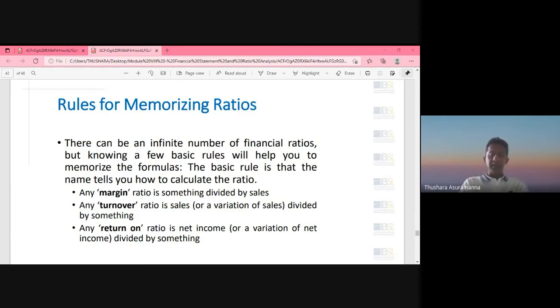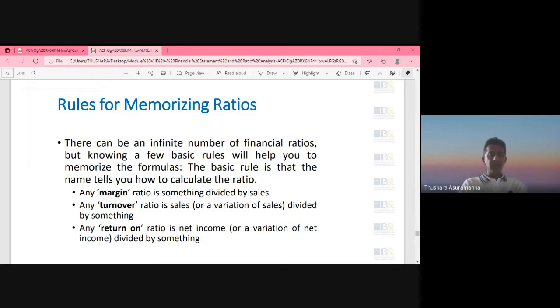Fixed asset turnover ratio is sales divided by fixed assets. So when it comes to turnover, we need to look at whether it is sales or variations of sales. If it is debtors turnover ratio, it is sales divided by debtors. For stock turnover ratio, it is cost of sales divided by stock.